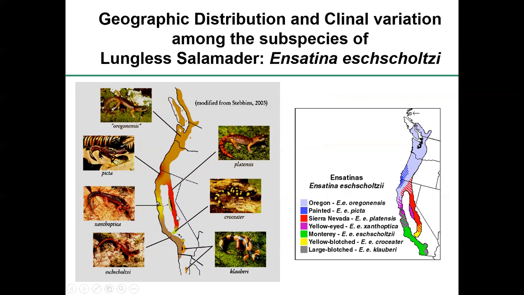So again, think about what that means from a management perspective. Think what that means from a protection standpoint. If one of these subspecies becomes endangered, does it warrant protection under the Endangered Species Act? Is it its own species? Do you protect the subspecies? All these are real life questions that wildlife managers have to think about. So again, I want you to be thinking about this in terms of our biological species concept.